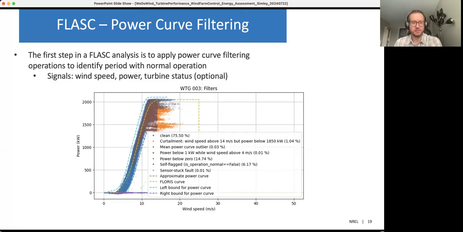So there are a lot of different filters we can apply, for example stuck sensor filters. So if there's a wind speed or power measurement that's just remaining the same for several periods in a row, it will flag that. We can use the turbine status signal if it's available, and then apply some outlier removal power curve filtering. So for this example, we ended up with about 75% of the data where the turbine was operating normally for this turbine.